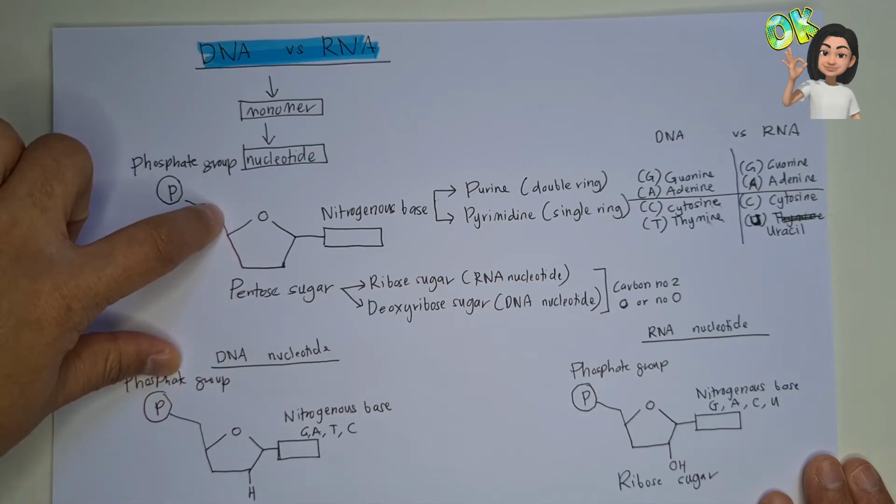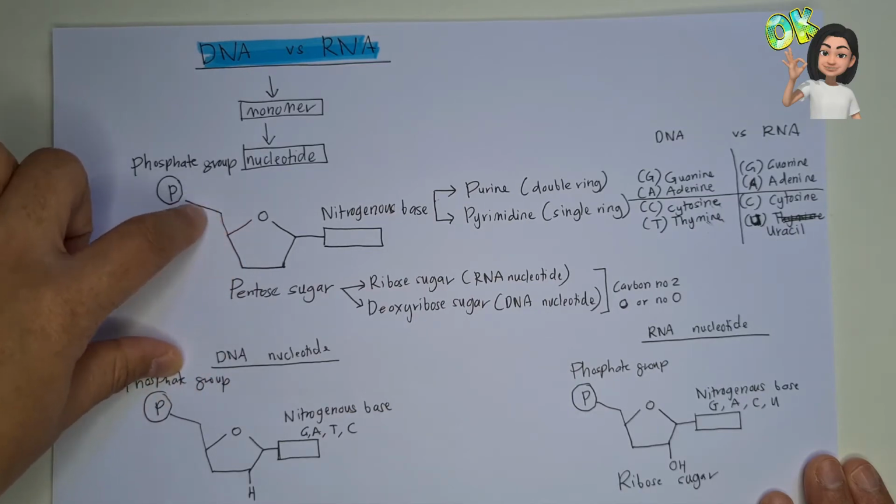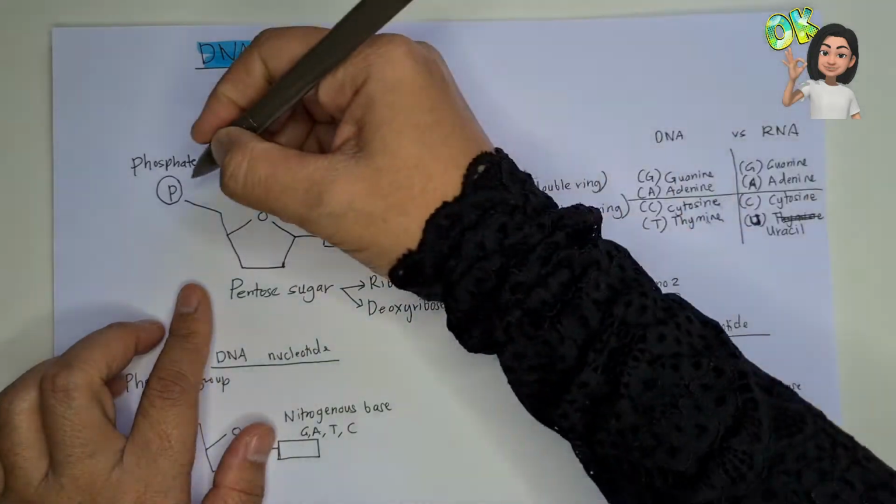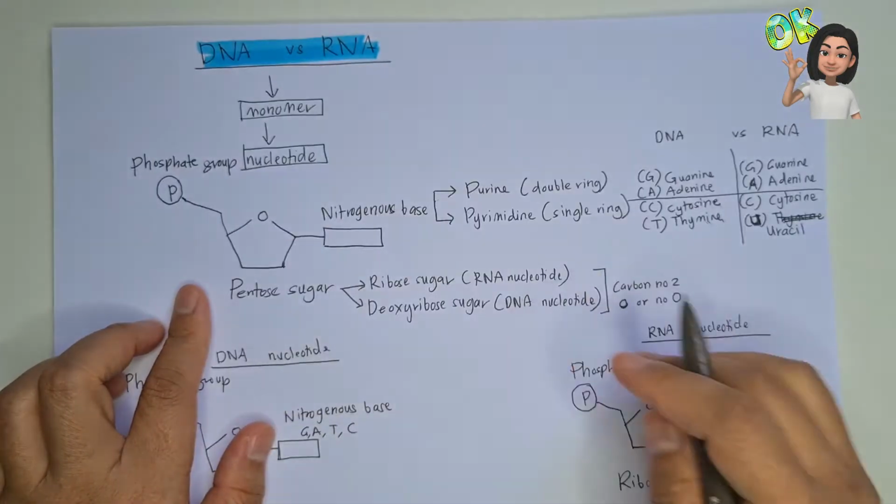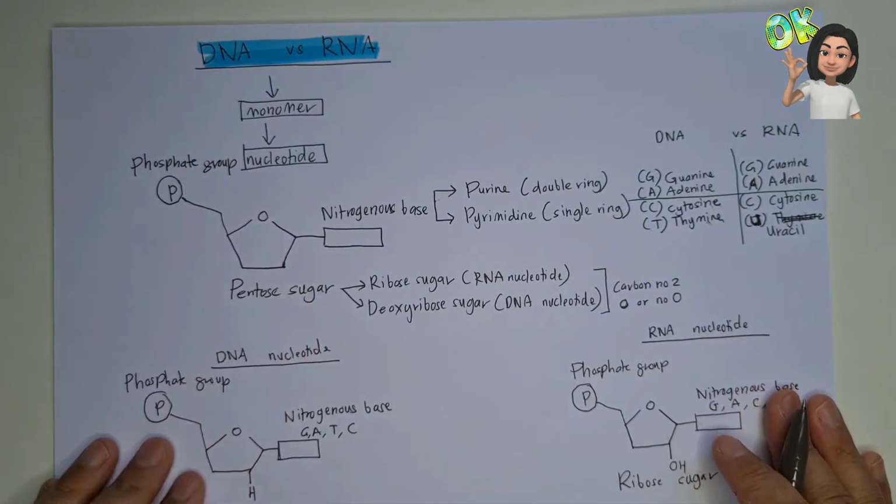Okay, awak mesti bengkokkan lukisan tu, menunjukkan ada satu lagi carbon number 5 di sini. Okay, sorry ya, lukisan saya tak kemas sangat. So make sure you use a ruler.